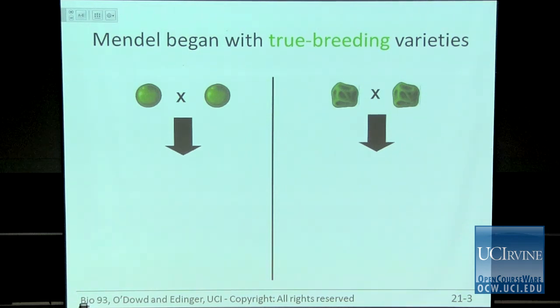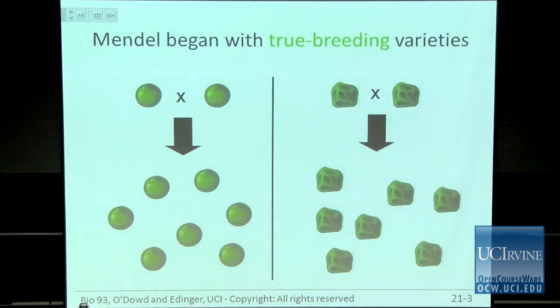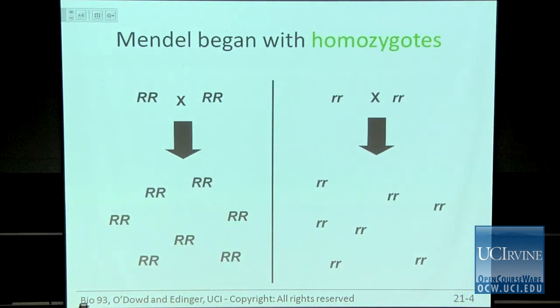So what does that mean? That means that these peas with the round phenotype, when they were self-pollinated for many generations, produced only peas that looked like themselves. So they produced peas with the same phenotype. Those peas were true breeding. When he bred the wrinkled peas, self-pollinated them for many generations, he only got out wrinkled peas. So these are true breeding varieties. What that means in terms of genotype is that the peas that he started with were homozygous. They had 2 of the same allele.